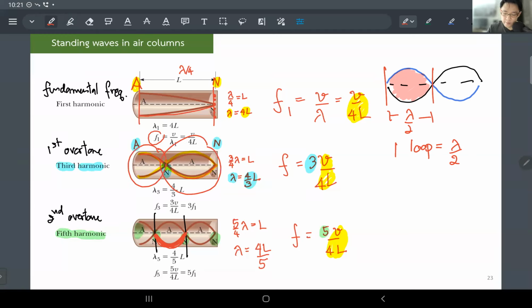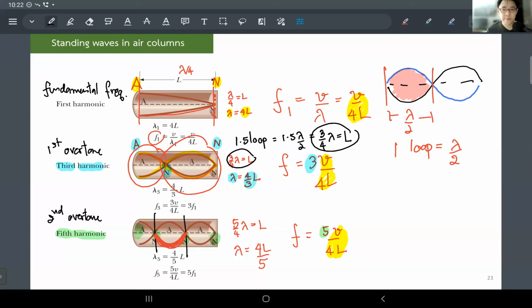So you might be able to say this is 1.5 loops, but each loop is lambda over 2. So you get 3/4 lambda equal to the length of the tube anyway. Same result, right? You can end up with the same results right there. Okay, so if you prefer, and I think many of you like this kind of loop counting thing, you can do it. It's exactly the same.